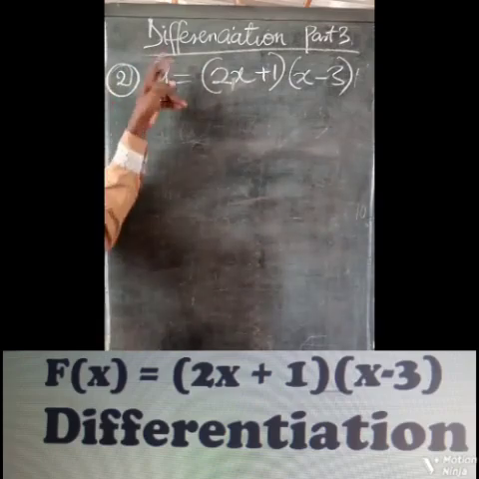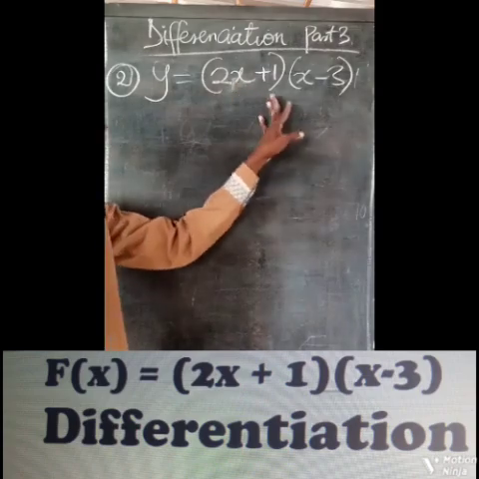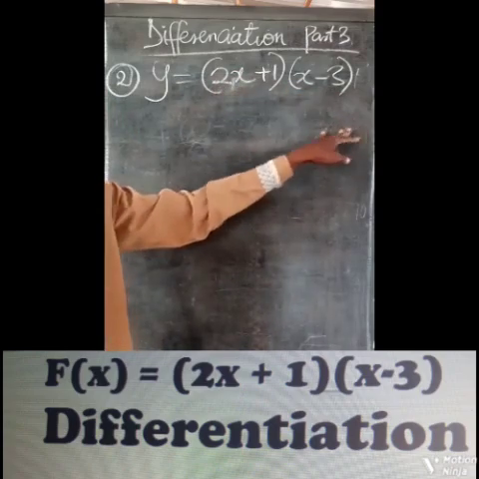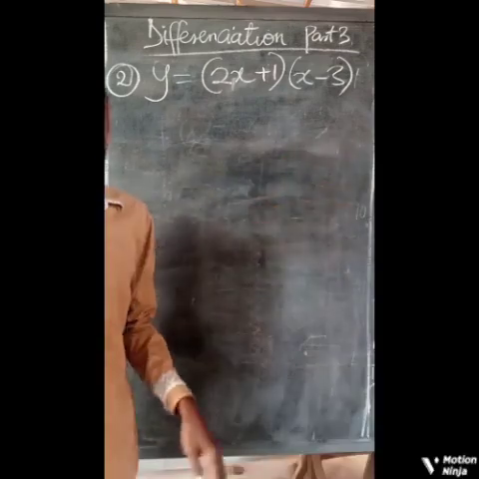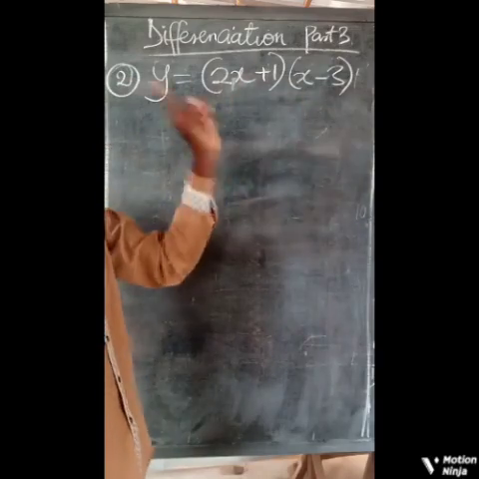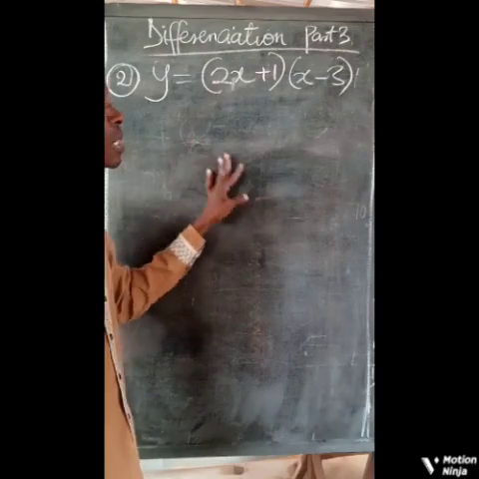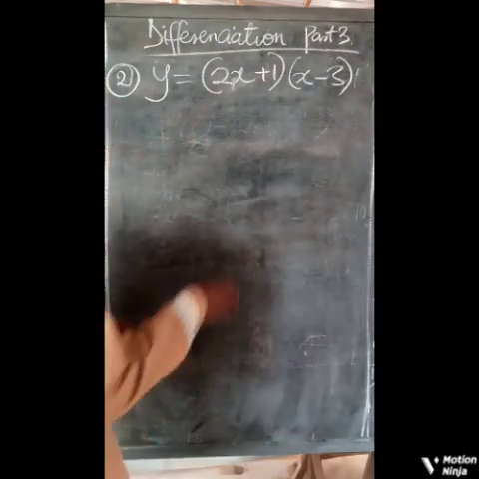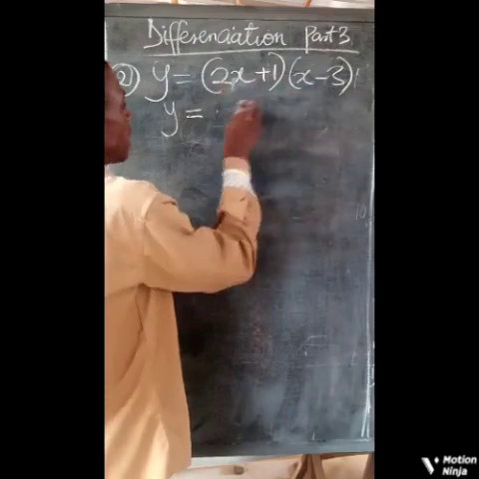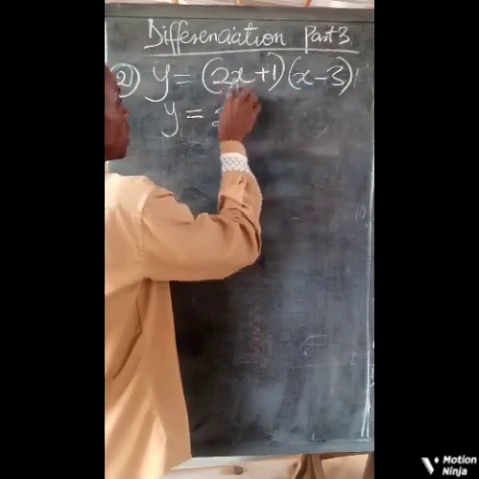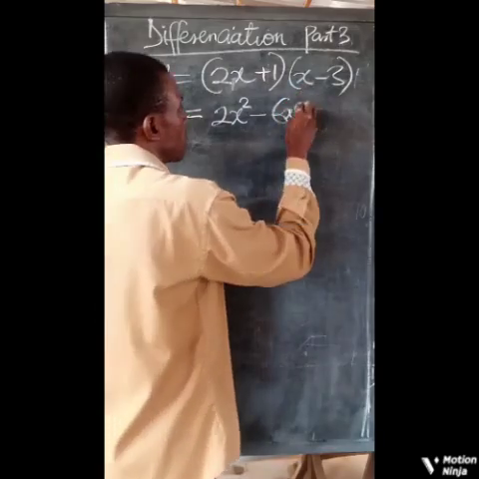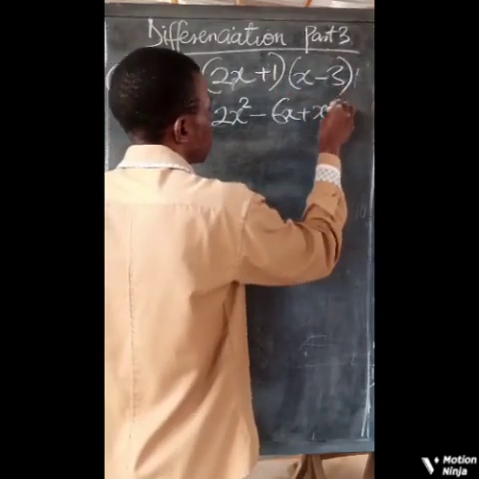So here we have the second question. y is equal to (2x plus 1)(x minus 3). Of course, you know this is simple algebra, a simple binomial function. What we do in this case, first of all, is to expand the bracket to get your concepts clear. In mathematics, you need to deal with the bracket first. So y equals 2x times x gives 2x squared. 2x times 3 gives minus 6x. This 1 times x gives plus x. This 1 times 3 gives minus 3.